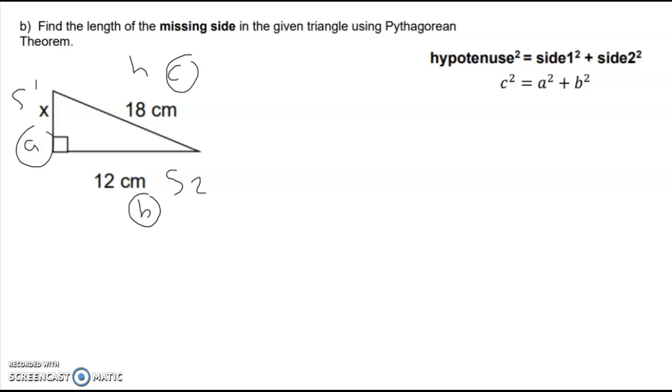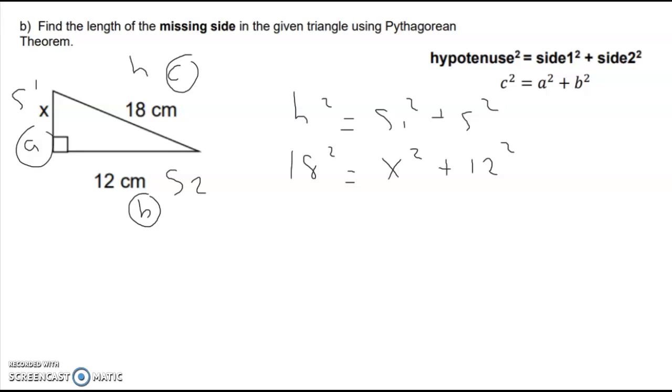Okay, so I'm going to write my formula. Hypotenuse squared equals side 1 squared plus side 2 squared. Now I'm going to fill in what I know. We know the hypotenuse is 18, so I have 18 squared equals side 1 over here. They told me that it's x, so I replace side 1 with x squared. And then I know side 2 over here, or side B, is 12. 12 squared.